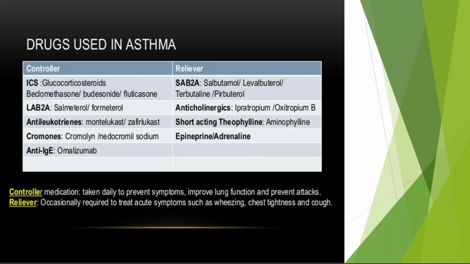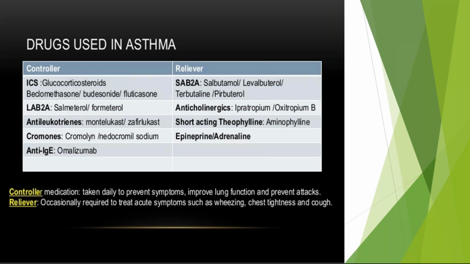Coming to the drugs used in asthma. The drugs used in asthma are classified into controllers and relievers. Controllers are the drugs which are used to control the disease on a long-term basis, which affect the long-term survival.